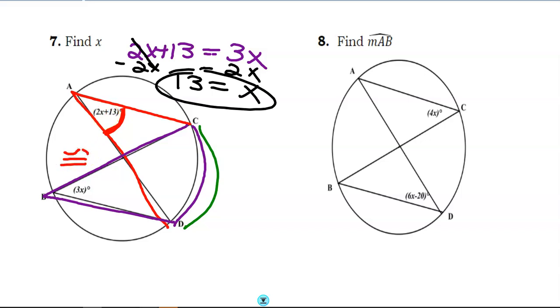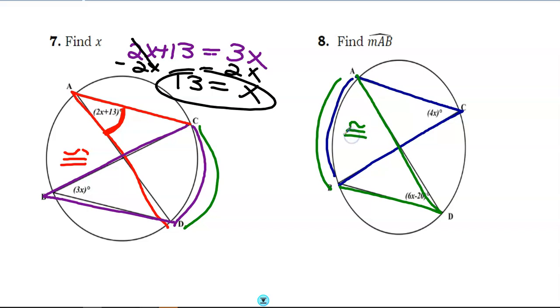Okay, same thing here. So I'm going to draw a line to show my angle and to show the arc. I'm going to draw my angle and show my arc, and those are congruent. Therefore, these angles are congruent. So I have 6x minus 20 equals 4x. So this is a lot. I need to actually find this arc.